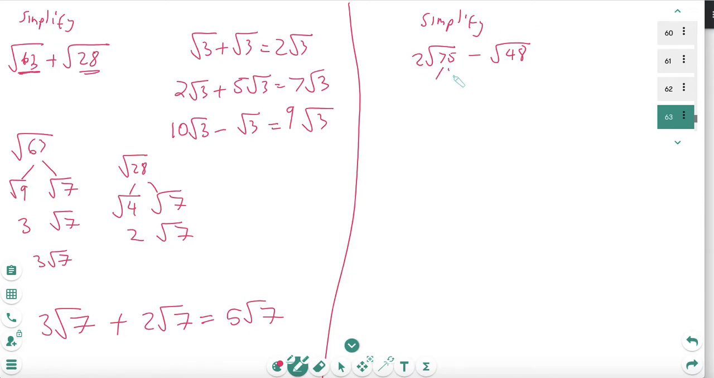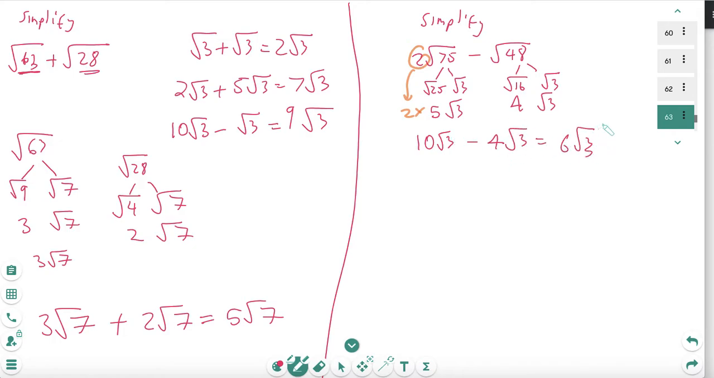Don't forget your third wheel. I'm starving. I want dinner. Square root of 16 is 4 root 3. And then, yeah, 4 root 3. So minus 4 root 3. 10 root 6 root 3. Boom.